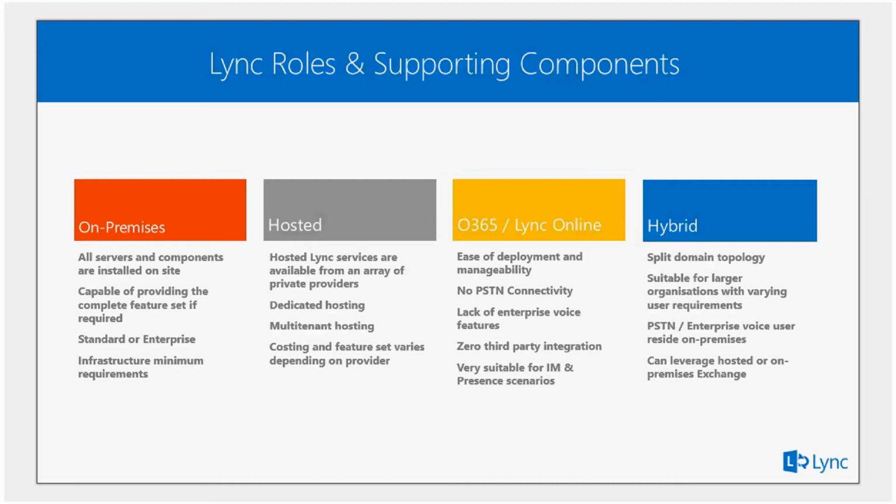The key kicker with Office 365 at the moment is no PSTN connectivity. So if you are planning on using Lync as a replacement phone system, then an Office 365 subscription won't do that for you. At this time, if you want to connect Lync to the PSTN, then your servers need to be on premises with you or with a hosting provider that can connect them for you. There's no way of connecting an Office 365 based or Lync Online based Lync environment to the PSTN. You can't call out to a mobile, for example.